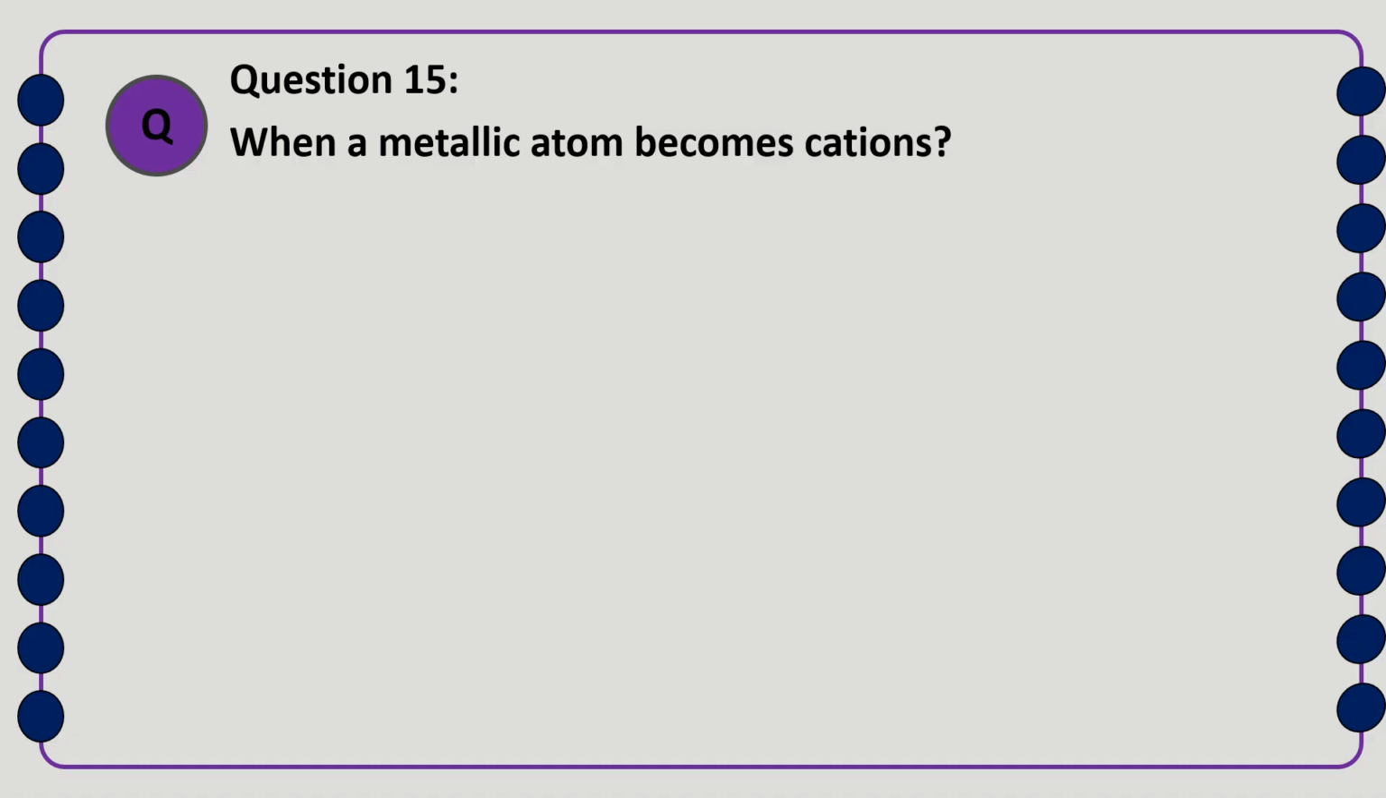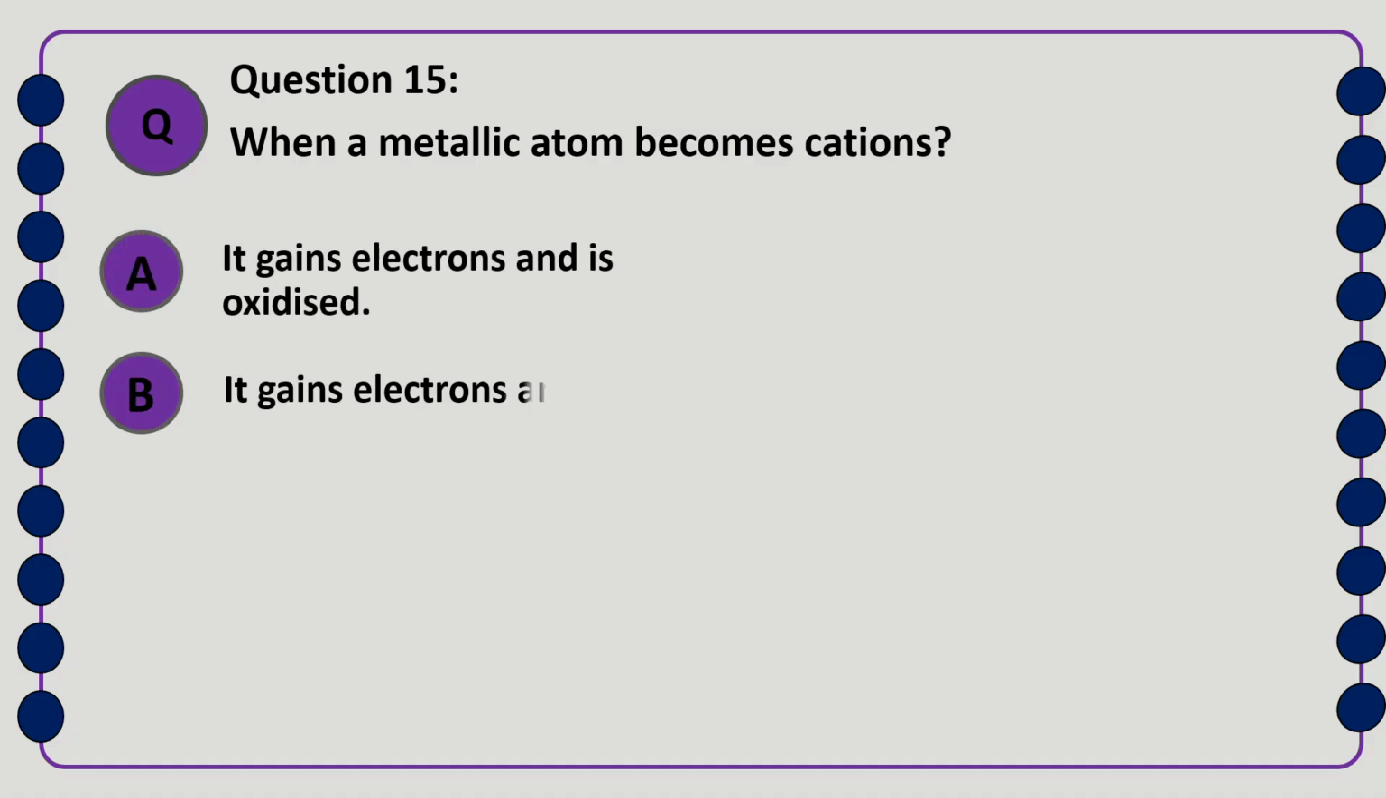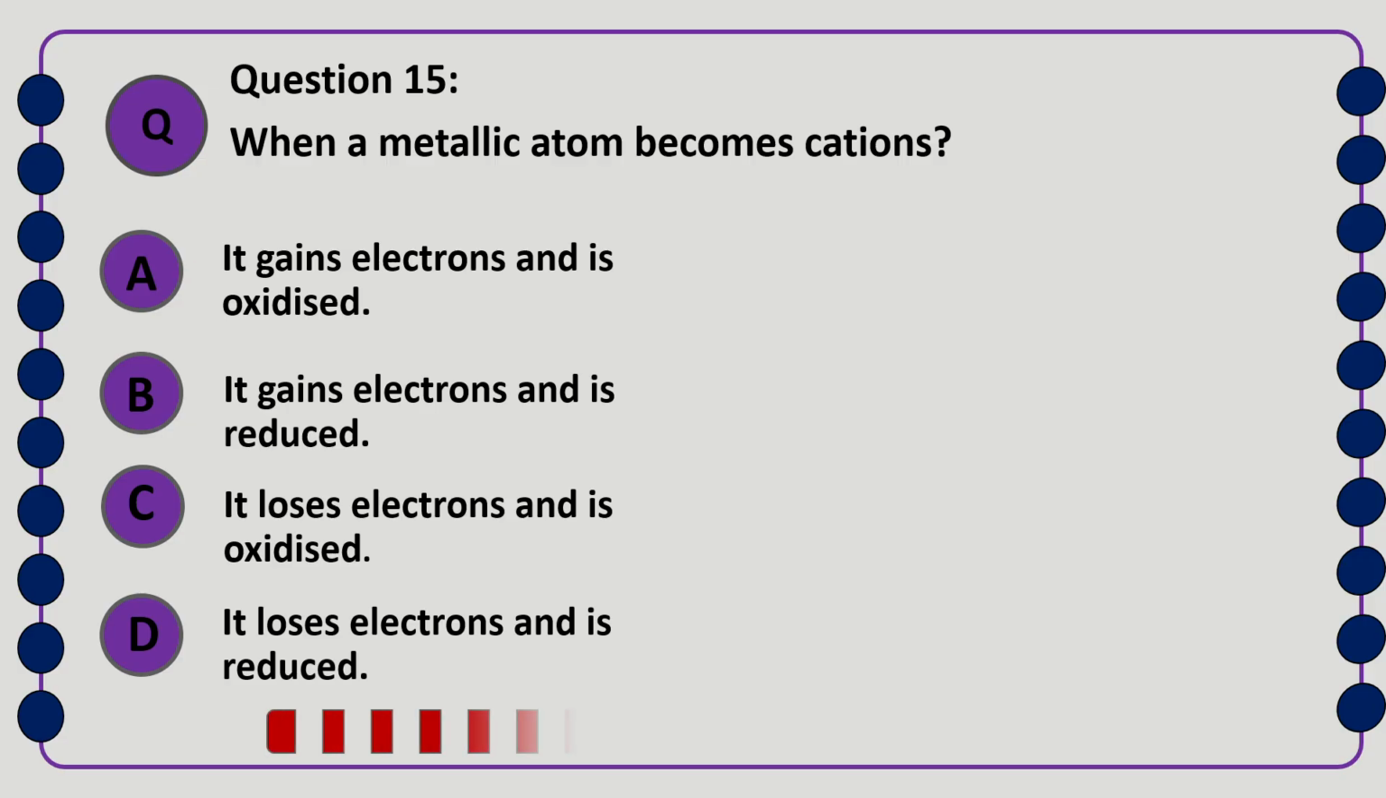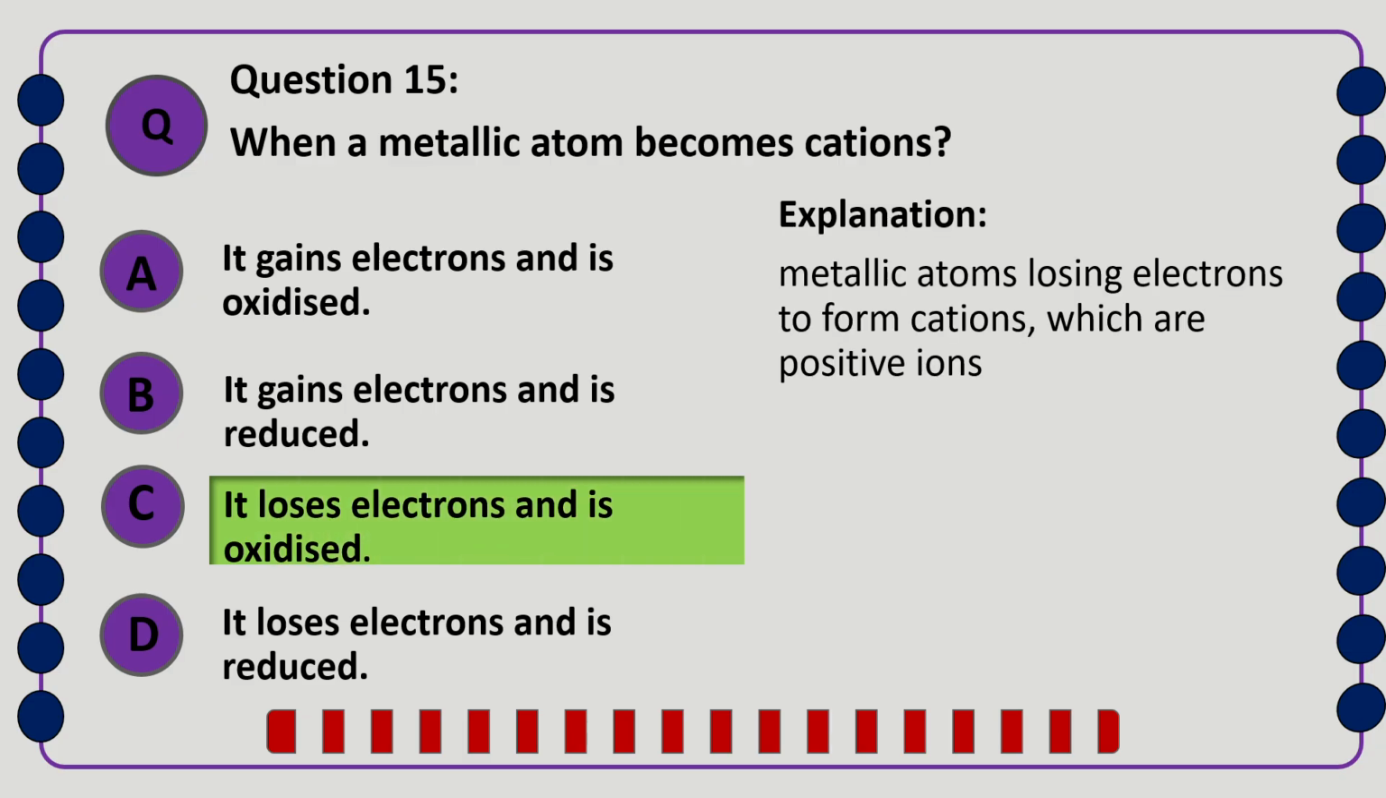When the metallic atom becomes cation, it gains electron and is oxidized. It gains electron and is reduced. It loses electron and is oxidized. It loses electron and is reduced. Let's take the explanation. It loses electron and is oxidized. Metallic atom losing electron to form cation, which are positive ions.